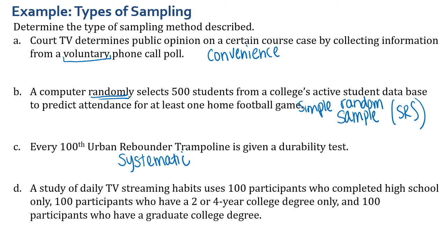A study of daily TV streaming habits uses 100 participants who completed high school only, 100 participants who have a 2- or 4-year college degree only, and 100 participants who have a graduate college degree. So this is pulling from subgroups of the population. So we're doing different subgroups where we have the high school only, 2- to 4-year college degree only, and graduate college degree only. So this would be called a stratified sampling.